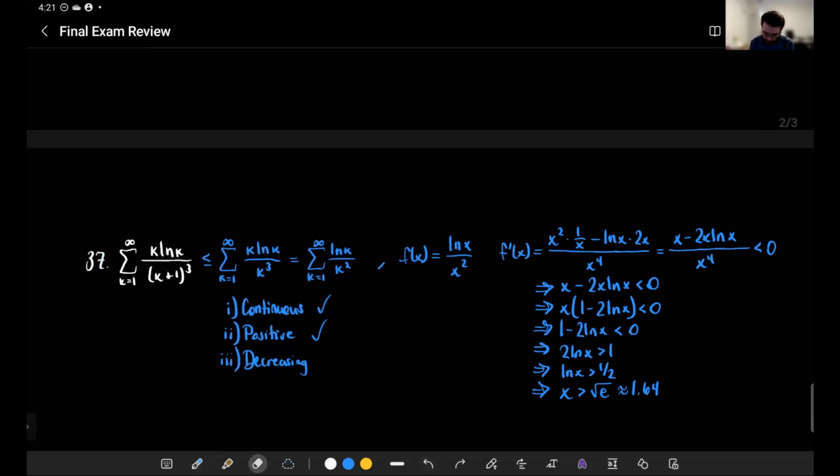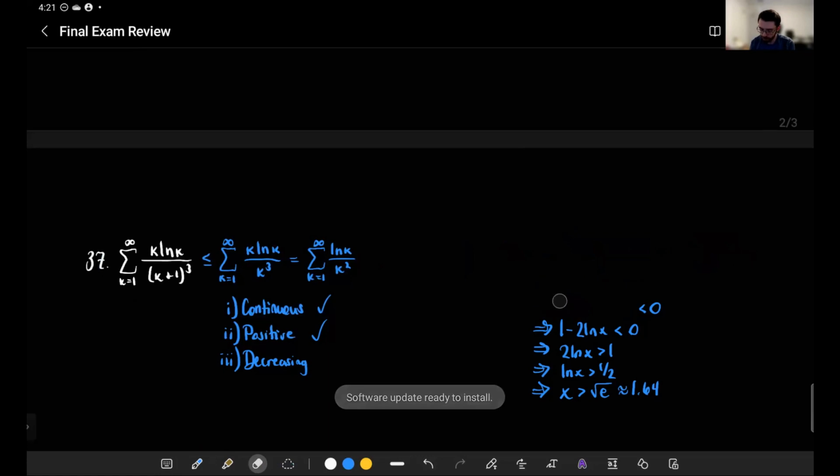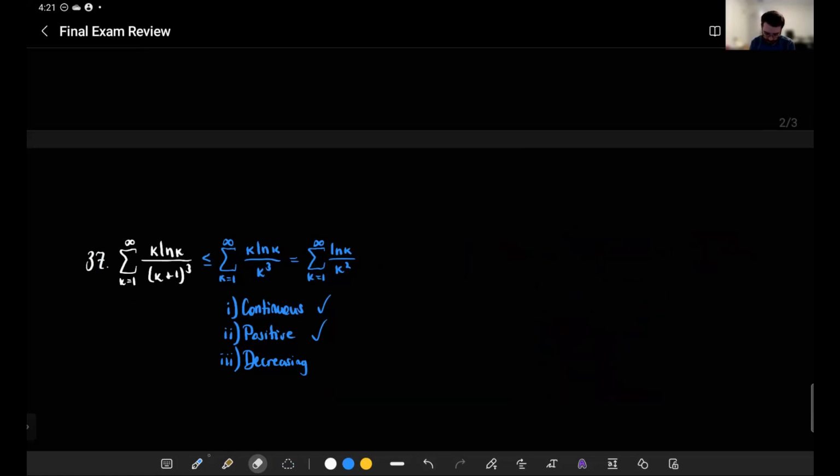So let's erase this. Right, we're good. You can go back in the video if you need to look at it. Basically, that just convinced me that not only is it eventually decreasing, it's always decreasing, because our series might as well have started at 2. 2 is bigger than square root of e. Okay, so maybe that's a bit confusing, but let's forge ahead.